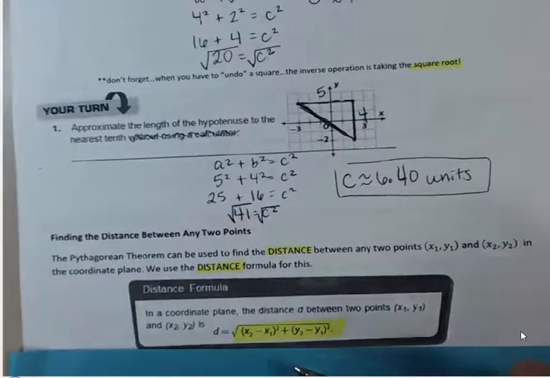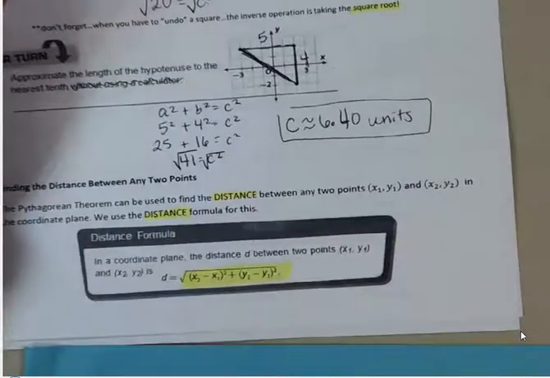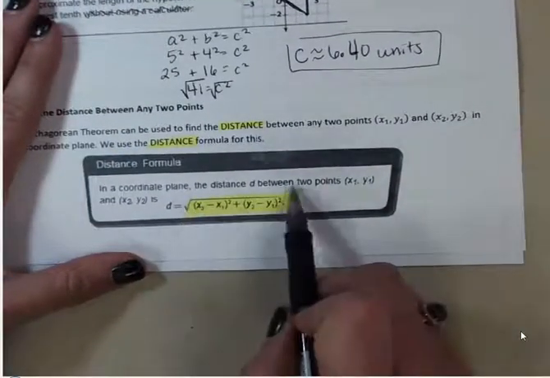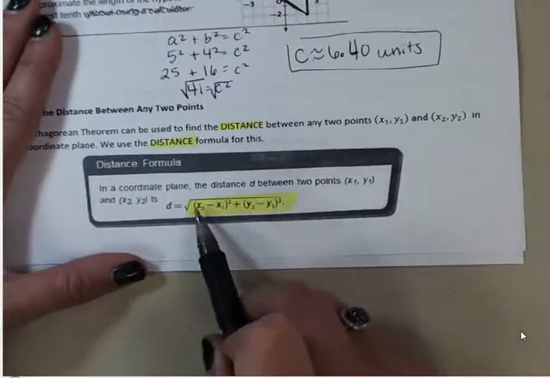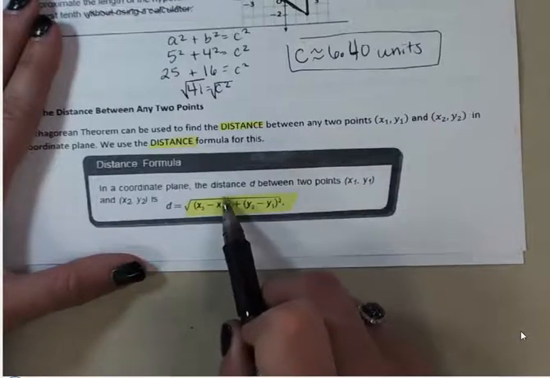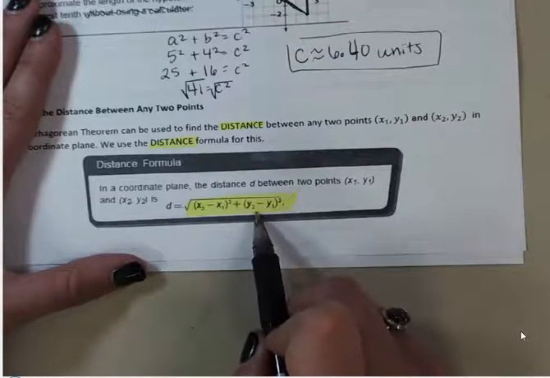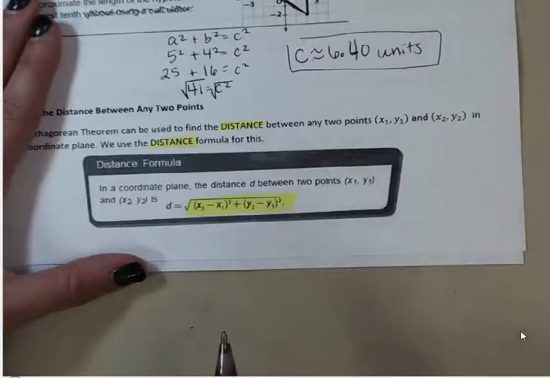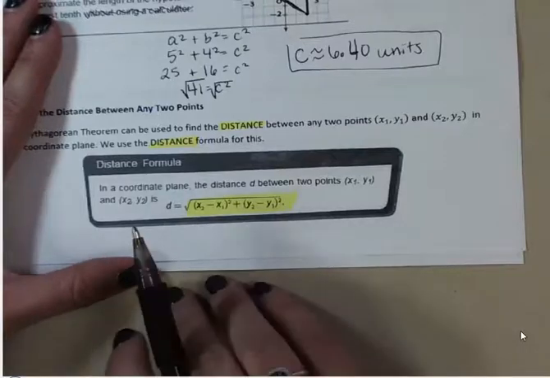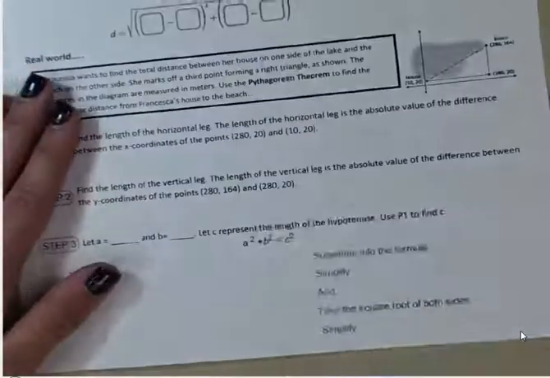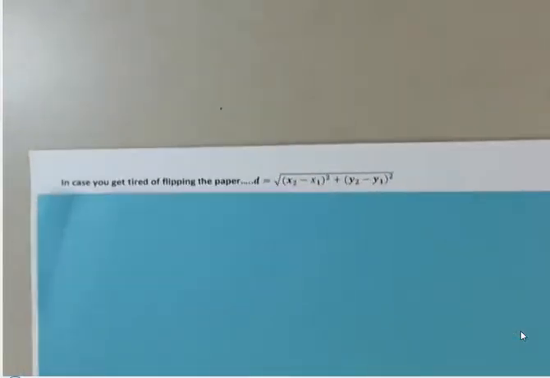Okay, now you have to write this very carefully because it's very important that you get it right. It's the square root and it goes over everything. You have x2 minus x1 and you square that, and then you add, in parentheses again, y2 minus y1 and you square that. Okay, take time, pause it, and write it down. Alright, if you flip over to the back, in case you get tired of flipping the paper, I wrote it for you.